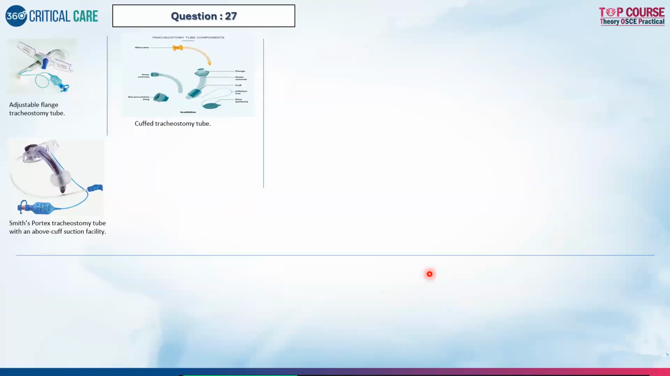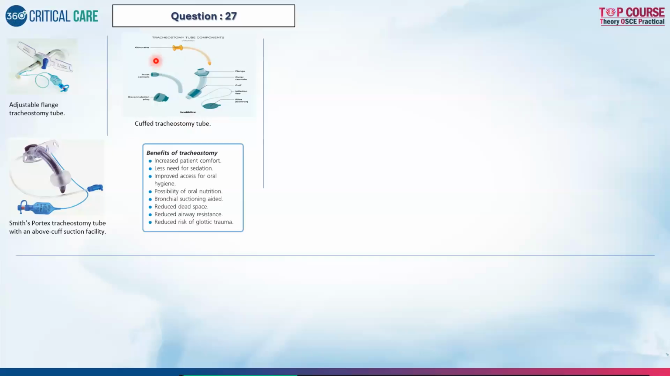Coming to our next instrument, which is the tracheostomy tube. So tracheostomy tube, please know the parts of the tracheostomy tube. We have the inner cannula, the obturator, the flange, the outer cannula, the cuff, the pilot balloon, and sometimes it also comes with a decannulation plug.